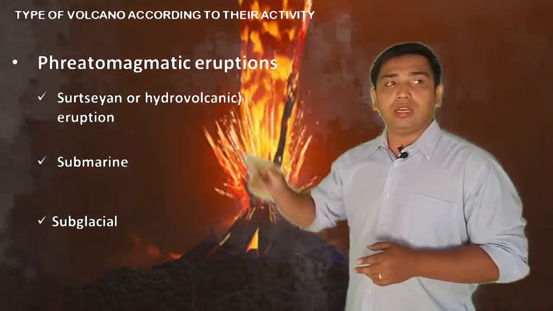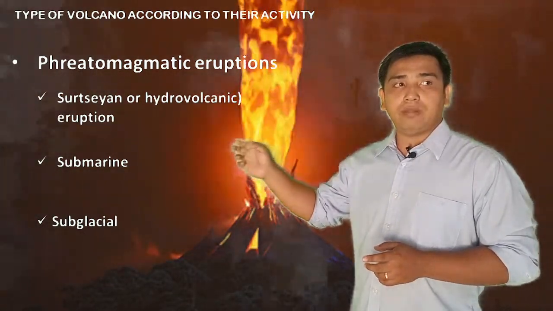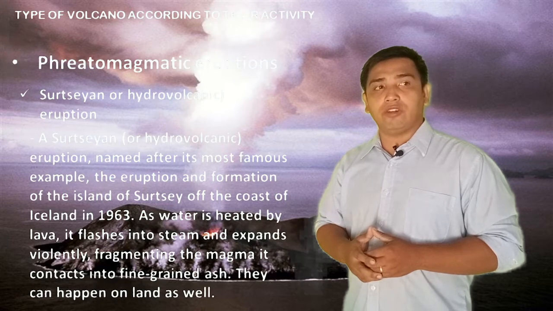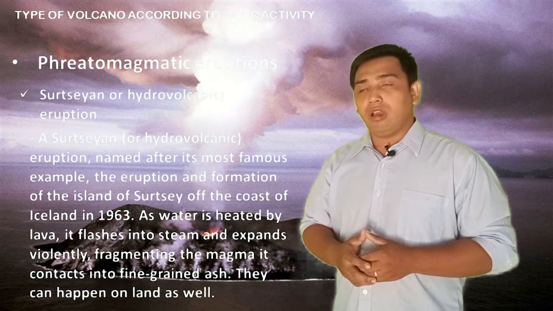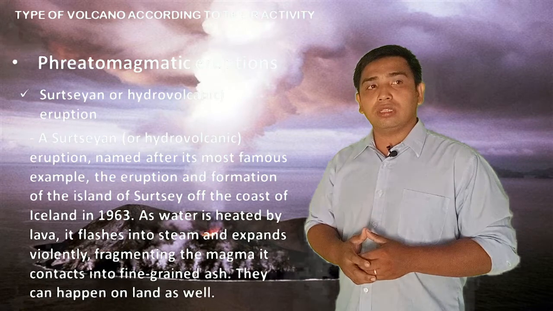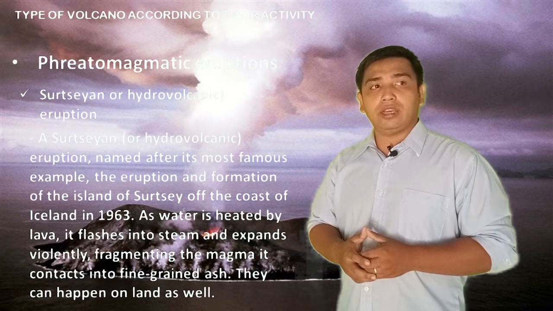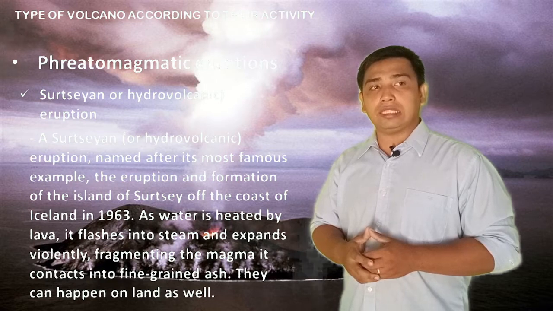We have the Surtseyan, we have the submarine, and subglacial. So meaning to say that it actually has something to do with the place where the eruption has occurred. A Surtseyan or hydrovolcanic eruption is named after the famous eruption in the island of Surtsey, off the coast of Iceland in 1963.